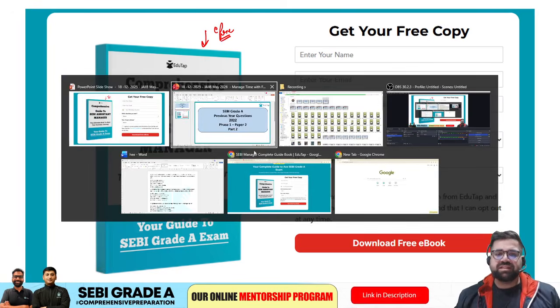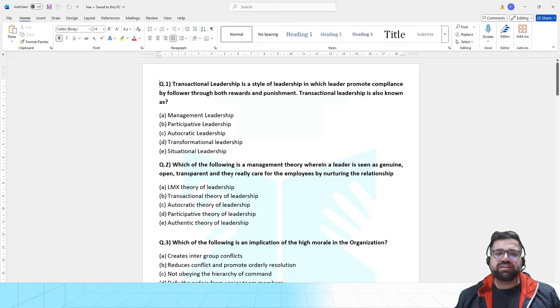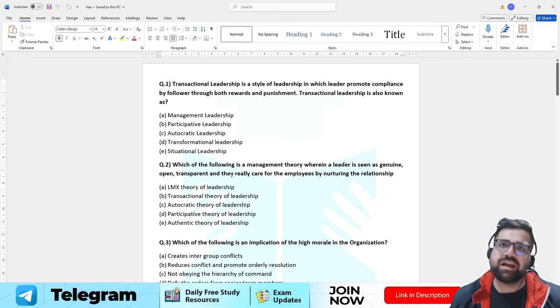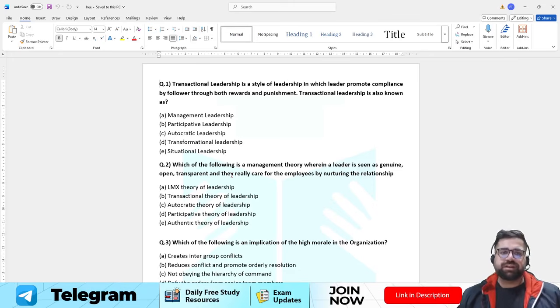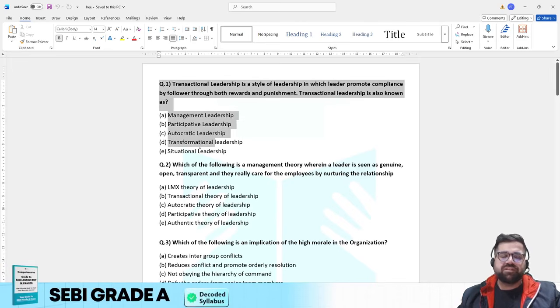Now allow me to switch my screen and I will take you towards the previous year questions of management and accounts. Then Ashima ma'am will continue and she will solve the questions of costing. So these are the questions. First question is: a transactional leadership is a style of leadership. These are, I would say, the first questions of management, by the way, right?